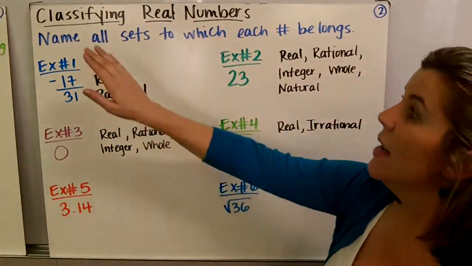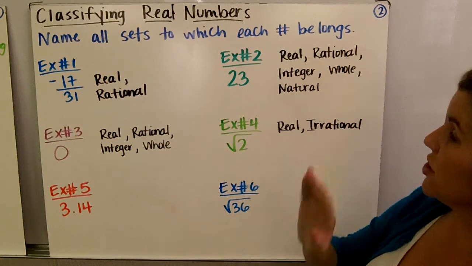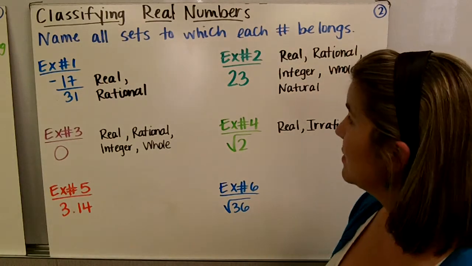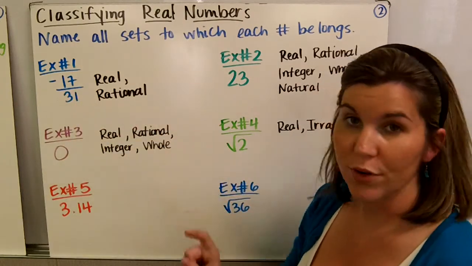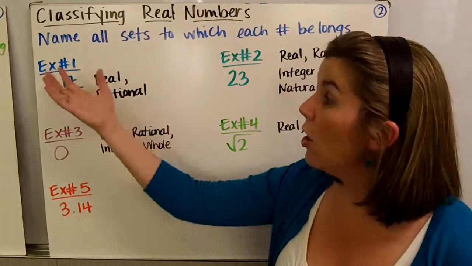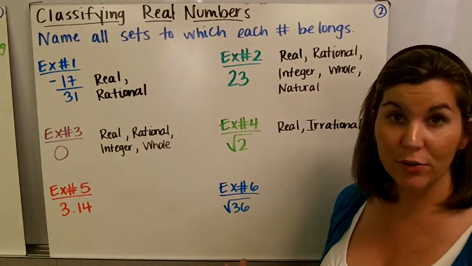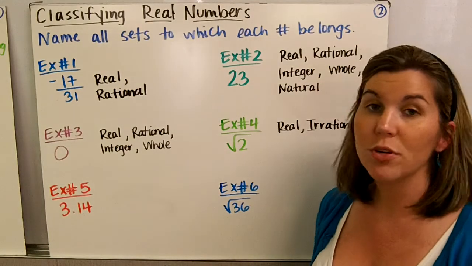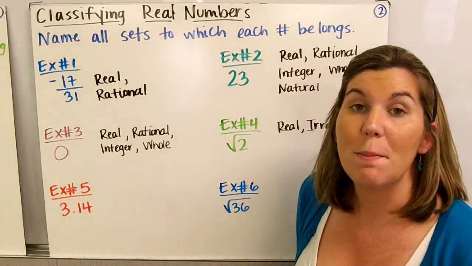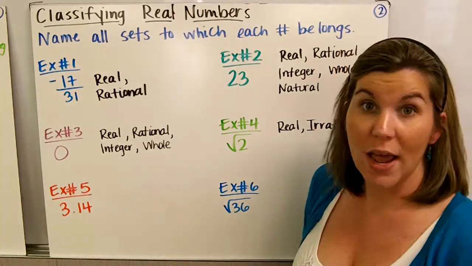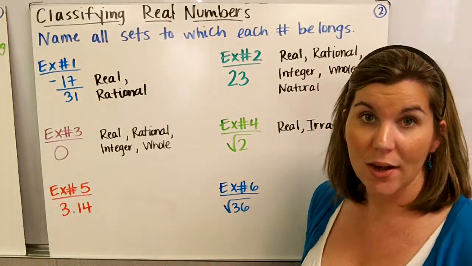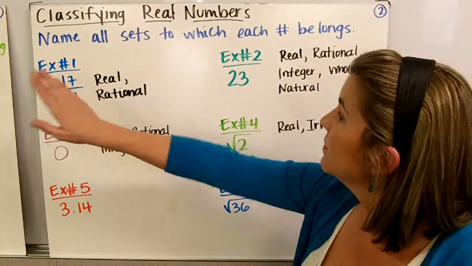Classifying real numbers. Name all sets to which each number belongs. So we have some examples. Example number 1, negative 17 over 31. Well, all of these numbers are real numbers. All numbers are real numbers except for imaginary numbers, which we haven't discussed yet. So first category you should know is the biggest category, real numbers.